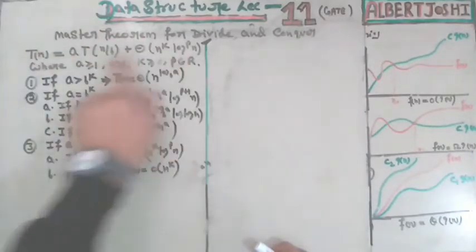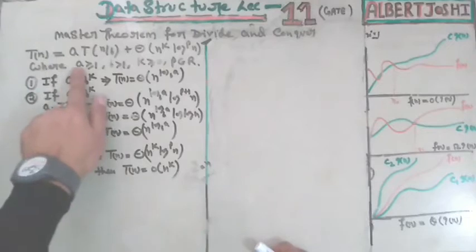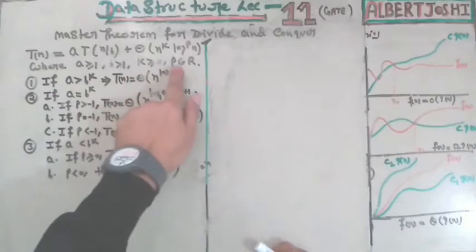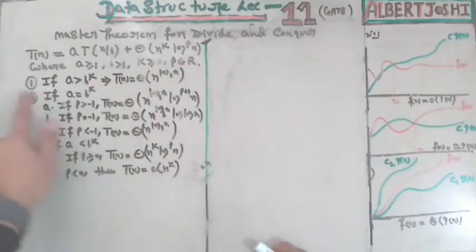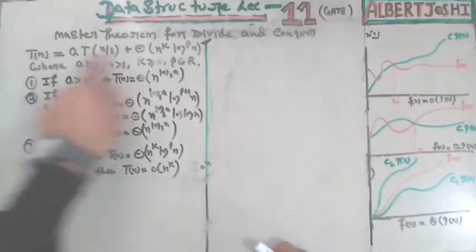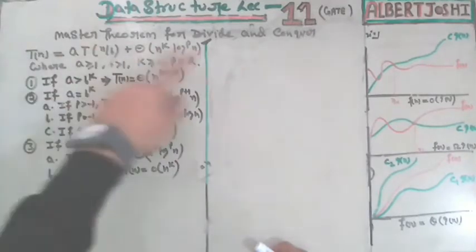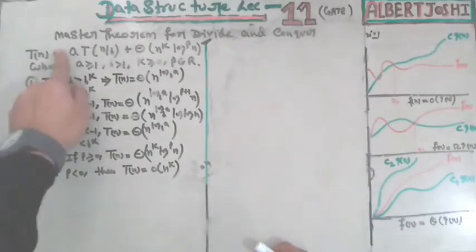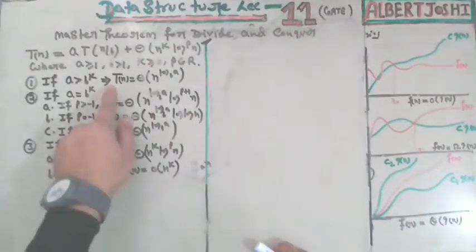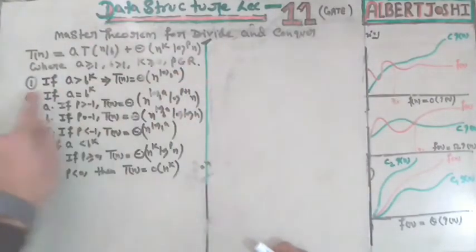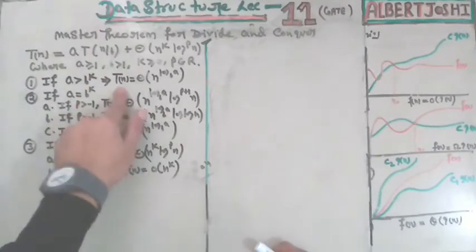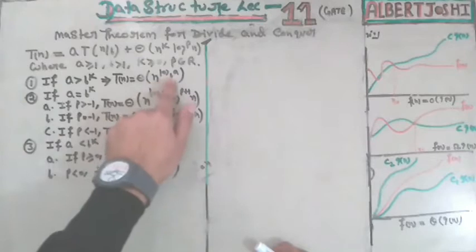There are some conditions. First, a must be greater than or equal to 1, b is greater than 1, k is greater than or equal to 0, and p belongs to the real numbers. Whenever you have this form, there are three cases. In the first case, if a is greater than b^k, then the time complexity T(n) is theta(n^(log_b a)).